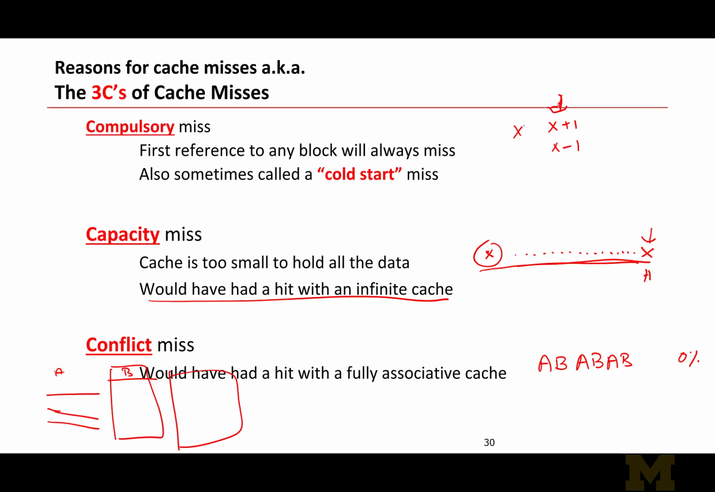So if you are given a cache and you ran a program and you observed some cache misses, and if for an equivalent fully associative cache of the same size those misses would not have happened, then you can say that those misses in your given cache are due to conflict misses.